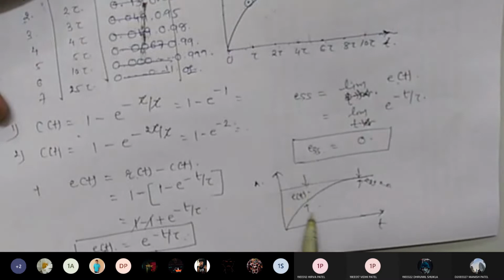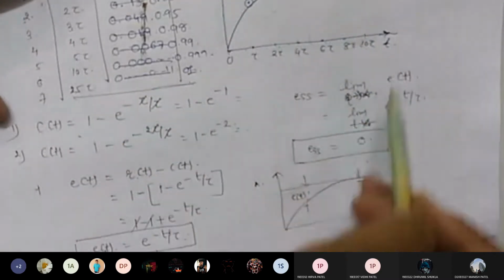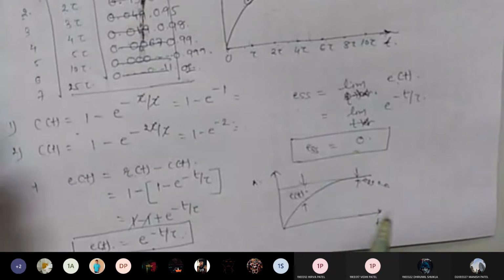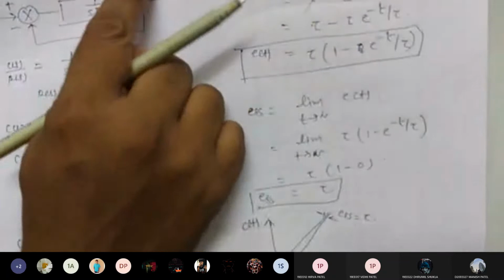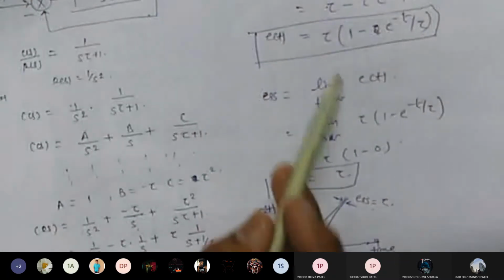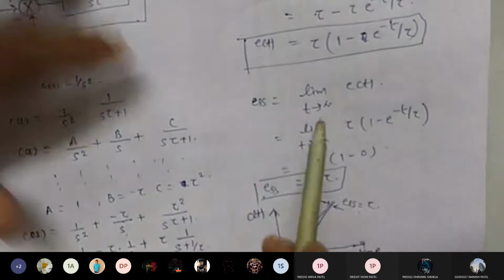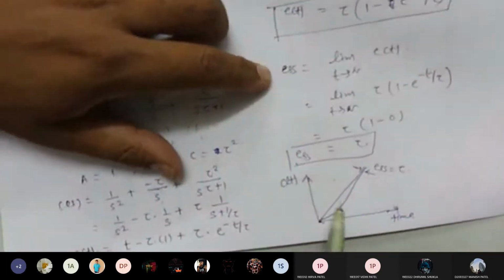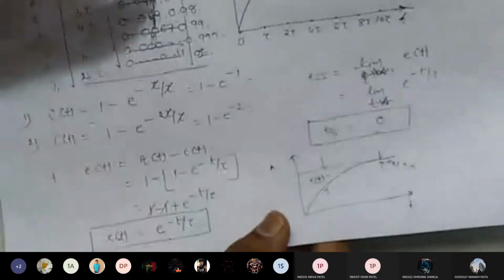Then we have found out ess is equal to 0. Yes, at the last value, if you take 25 tau, the answer becomes 1, that means ess is equal to 0. So we have proven it with the graph, mathematically, as well as with the help of the equation, in both ways. Then we have taken 1 upon s square, and again for 1 upon s square we have got the value of e(t), and we can prove it with the help of mathematical steps as well as the calculation also.